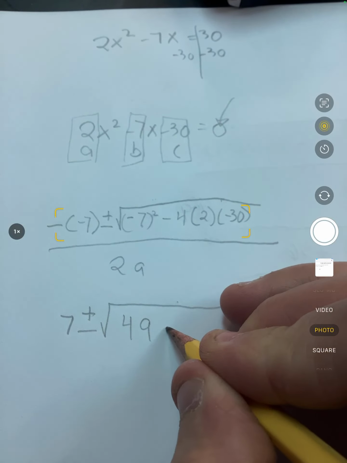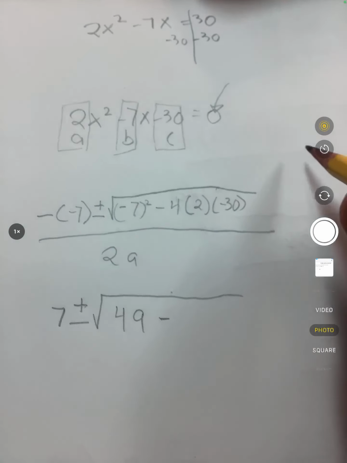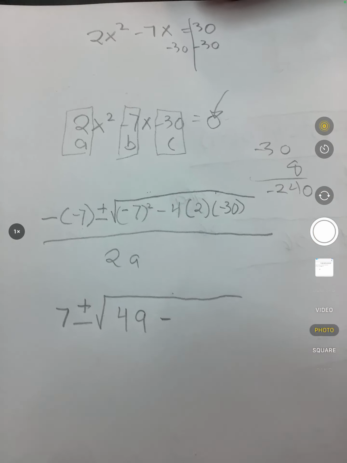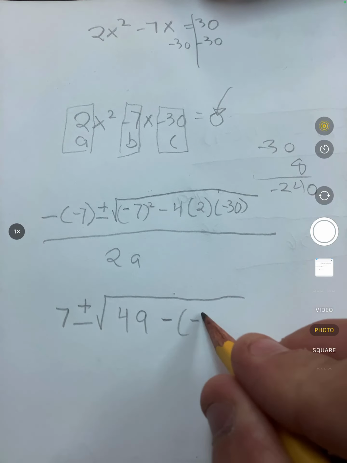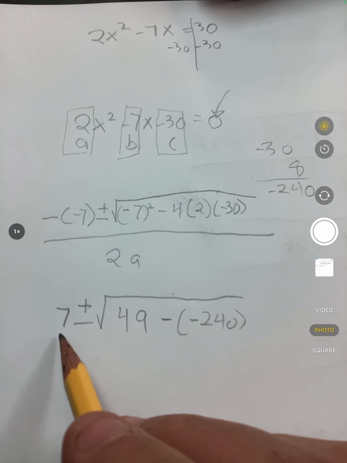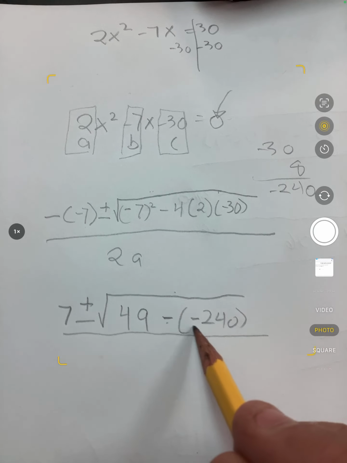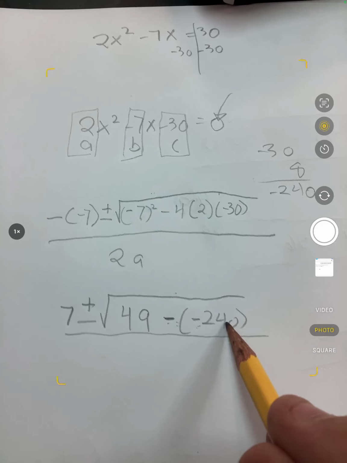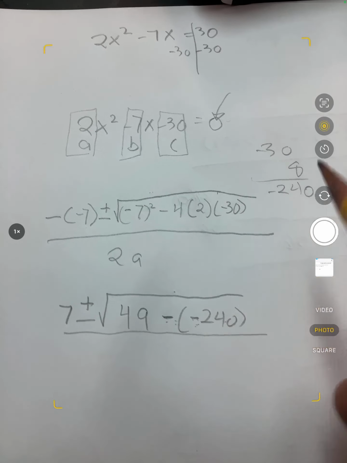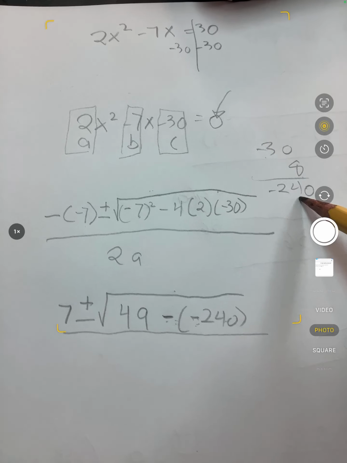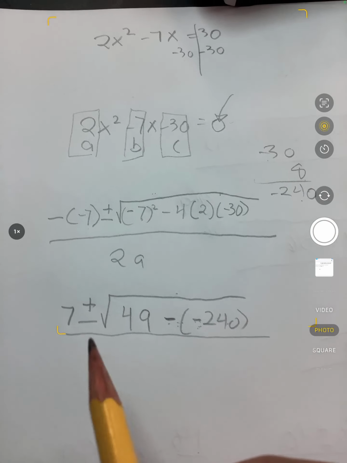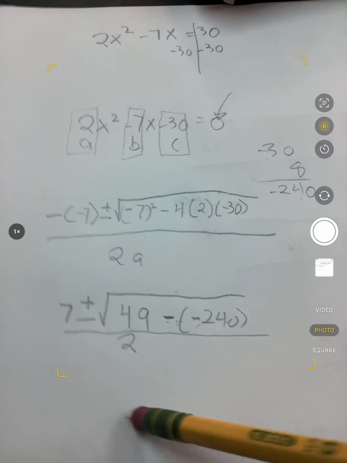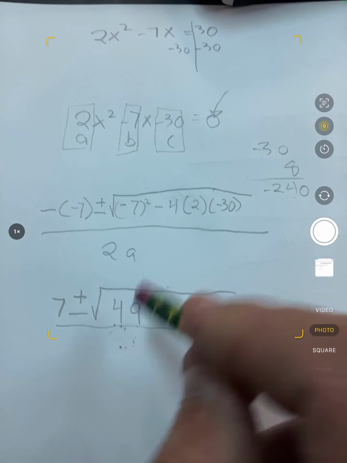Minus 4 times 2 is 8, and 8 times negative 30 is going to be negative 240. So minus negative 240. I've found a lot of times people forget that these are both minus, and when they see this minus already, they go, oh yeah, it's just 240, and they miss that it should be this negative. Negative 30 times 8 is negative 240, so be careful about that. From there, divide it by 2 times a, which is 2. 2 times 2 is 4. I apologize.